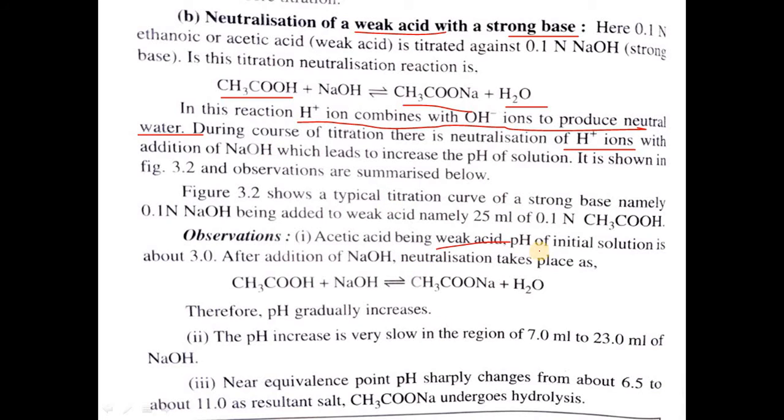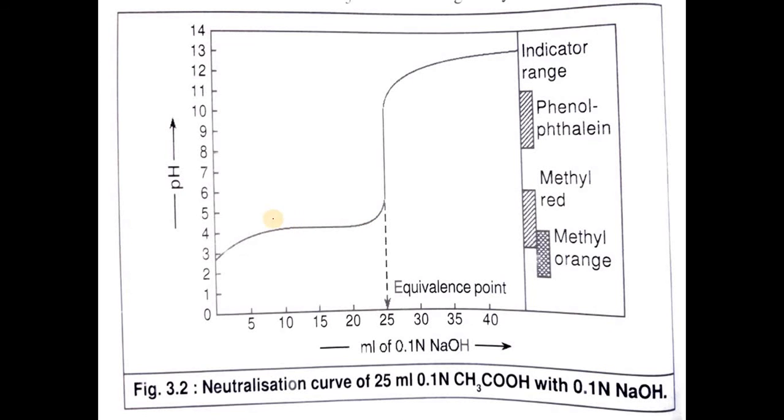Here acetic acid is a weak acid, so the pH of the initial solution is near about 3. After addition of NaOH, neutralization takes place, giving sodium acetate plus water. pH gradually increases with the addition of NaOH. The pH increase is very slow in the region 7 to 23 ml. Near the equivalence point, pH sharply changes from 6.5 to 11, which is shown in the diagram. At the initial state pH is 3, but as we go on adding NaOH, the pH goes on increasing, and at a certain point it becomes constant.